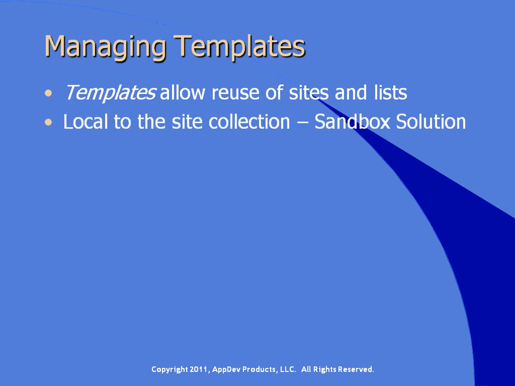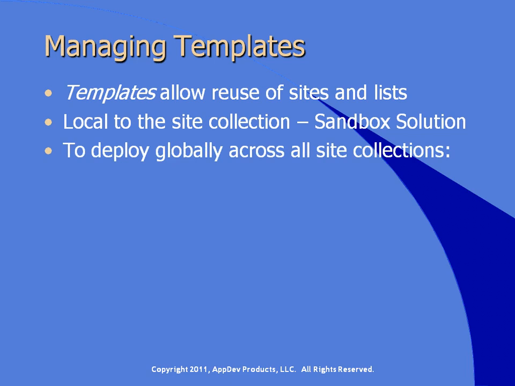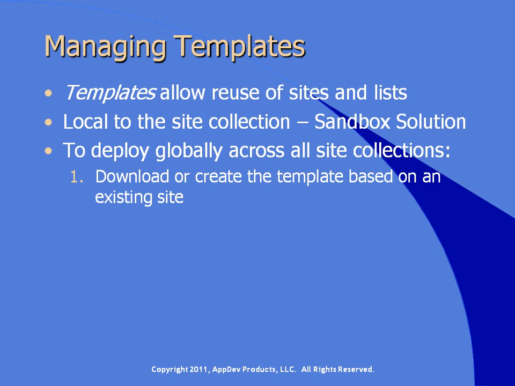When you create a template, SharePoint adds it to the local site collection in the Solution Gallery. To make a template available to other site collections, in other words, to deploy it globally across all site collections, there are some tasks you must do ahead of time. You can download the template that's been created from a third party, or create the template based on an existing site. You may have a site that's already set up, for instance, a project site that you want to keep using over and over again for additional projects.